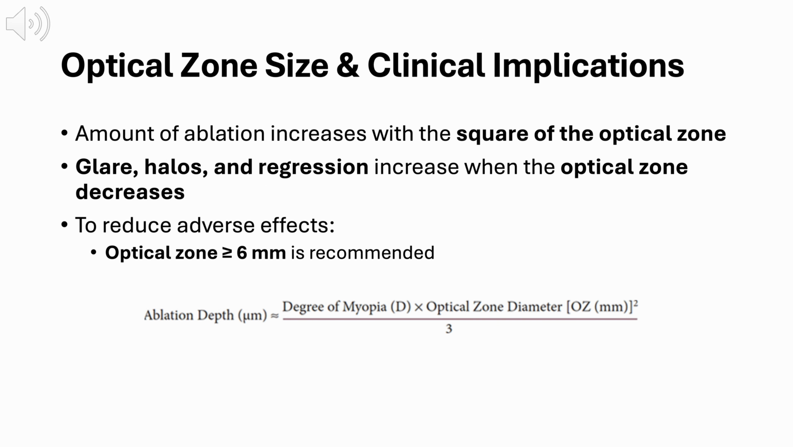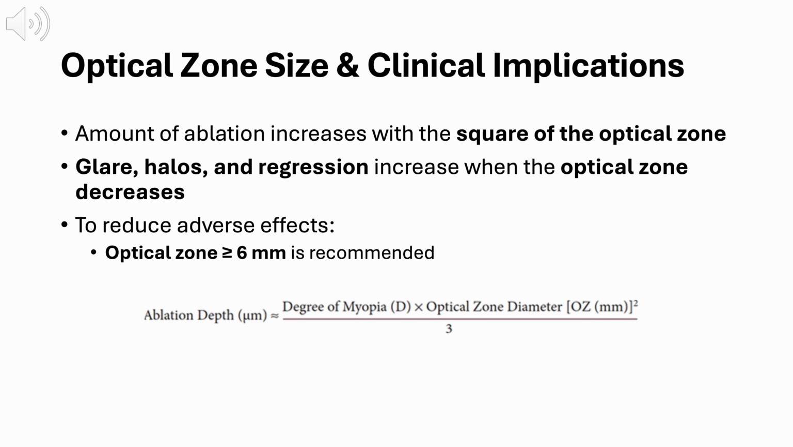This slide connects the physics directly to clinical decision-making. From the Munnerlyn formula, you can see that the amount of tissue removed increases with the square of the optical zone diameter. So even small increases in optical zone size come at a significant tissue cost. The trade-off is that smaller optical zones increase visual side effects, particularly glare, halos, and regression, because the treated zone may not fully cover the pupil under mesopic or scotopic conditions.